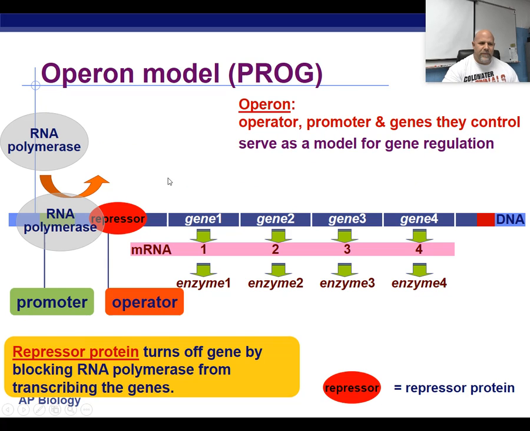So here's the basic setup of an operon. You have your promoter region on the DNA. That's where the RNA polymerase is going to attach. And then you have your operator region. That's where the repressor is going to attach if it's repressing, and it will prevent the RNA polymerase from copying the genes. And then following that, you will have your genes that are needed to make the particular enzymes that are going to be used to do a particular job. So that's our operon model, and we always refer to it as PROG: promoter, repressor, operator, and genes.